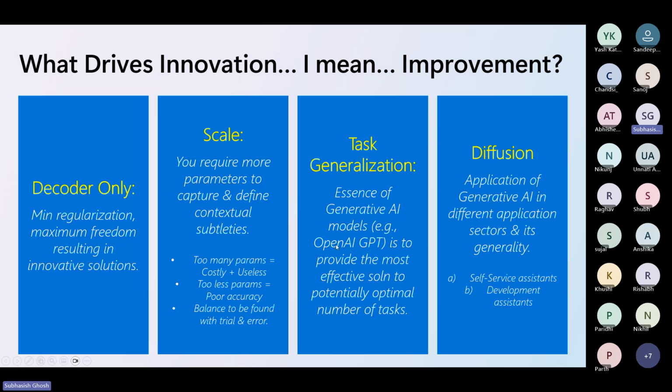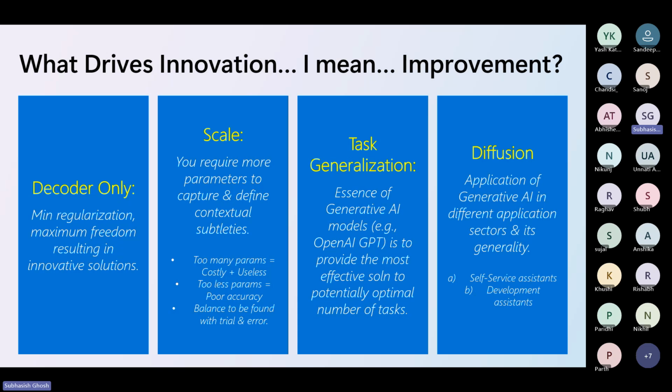Task generalization, this is very important. This is the essence of generative AI. OpenAI, for example, aims to provide the most effective solution to a potentially optimal number of tasks so that I don't have to retrain the model on specific requirements. And this self-service can include ChatGPT for chatting, creating images, etc.